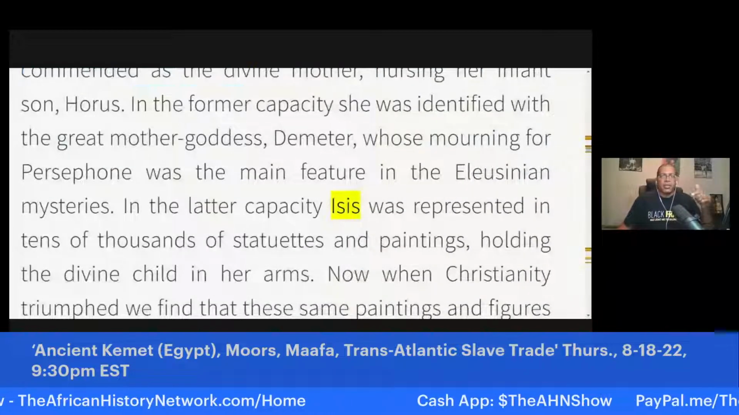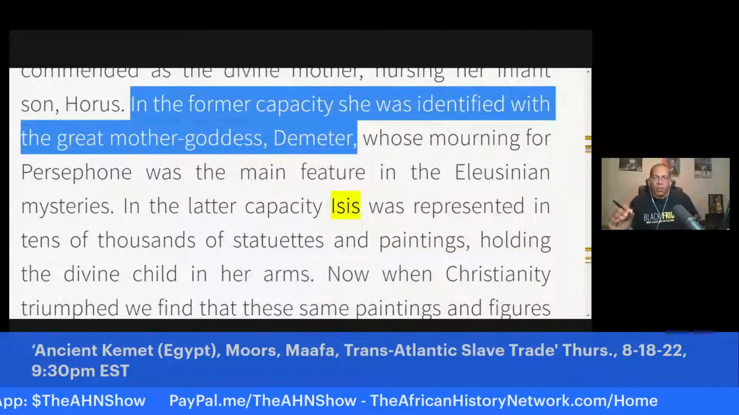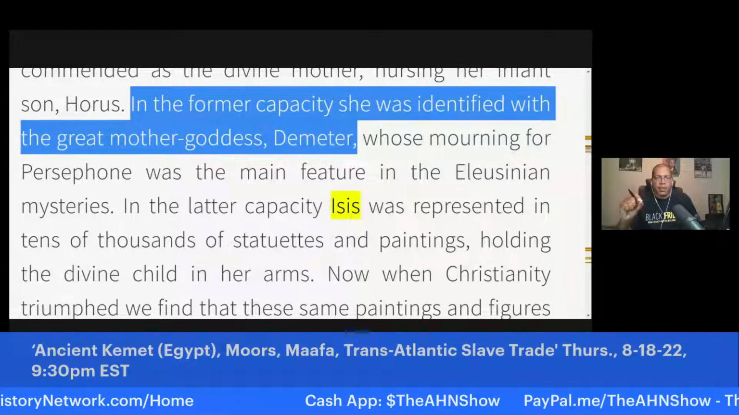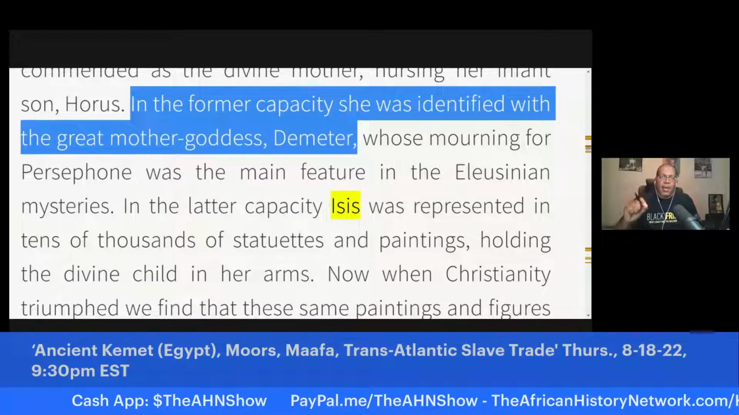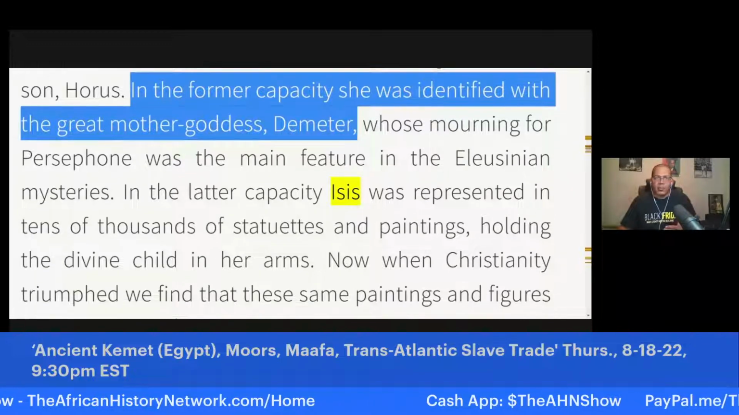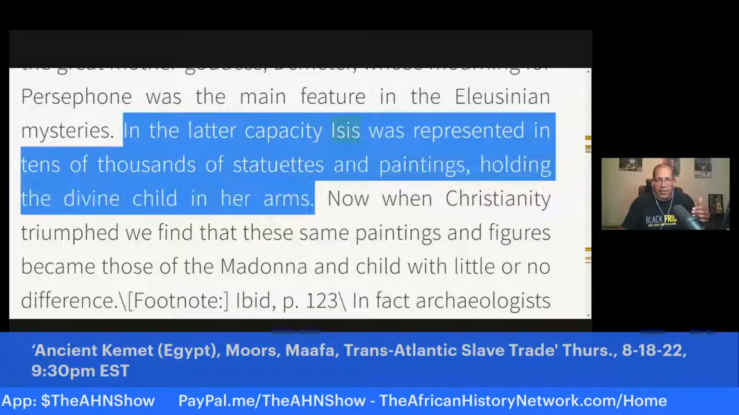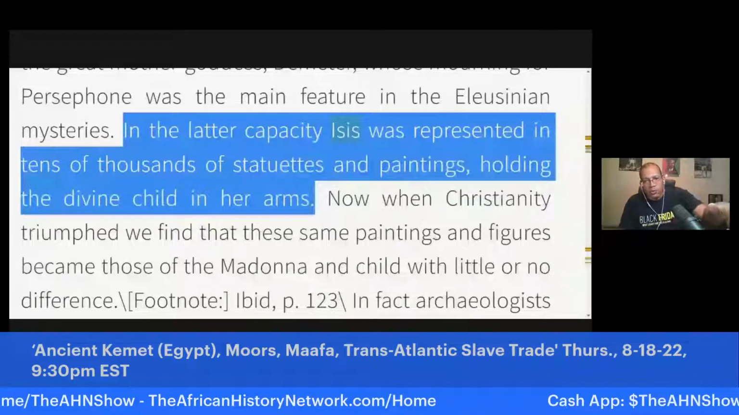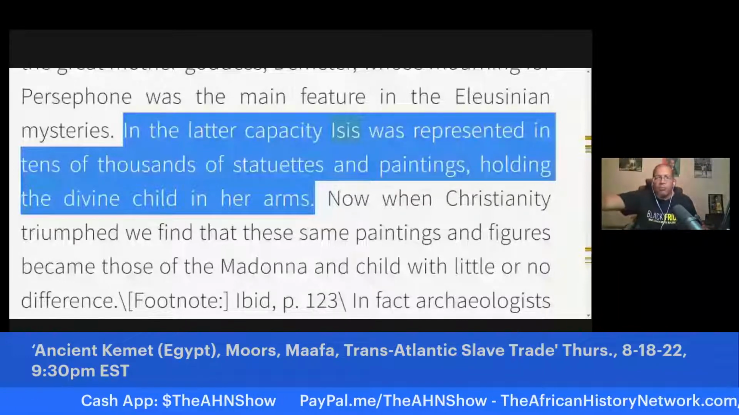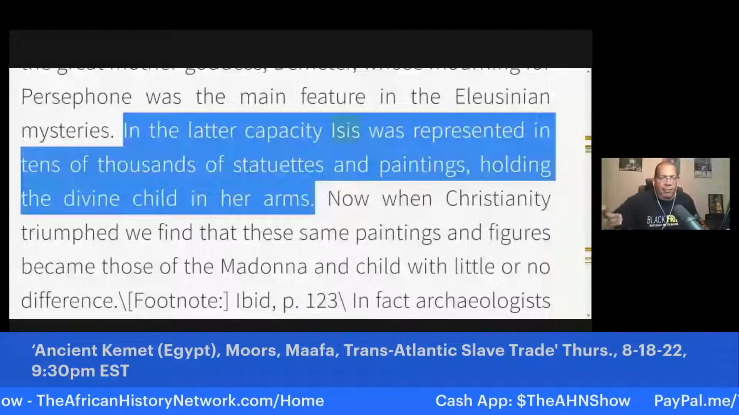In the former capacity, she was identified with the great mother goddess Demeter, whose mourning for Persephone was the main feature in the Eleusinian mysteries. In the latter capacity, Isis was represented in tens of thousands of statuettes and paintings holding the divine child in her arms. This is where you get the Black Madonna and Child from, that was worshipped all throughout Europe before you had the colonized version or the decolorized version of the white Mary and Jesus.